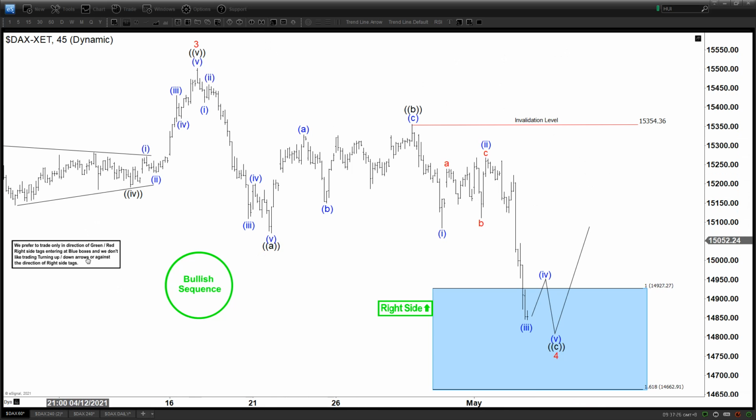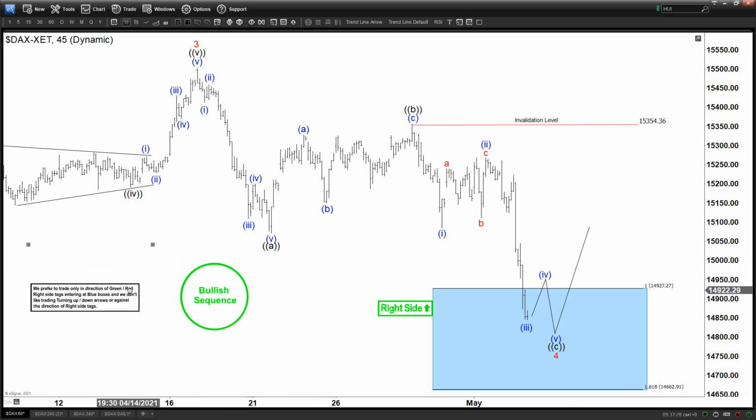Eastern Time. So here we are looking at the chart of the DAX, and we're looking for the index to complete this wave 4 soon. We have reached the blue box area, with the right side up and bullish sequence. This is based on a zigzag ABC, which has already reached the 100% extension. So this should stay above 14662, which is the 161.8.